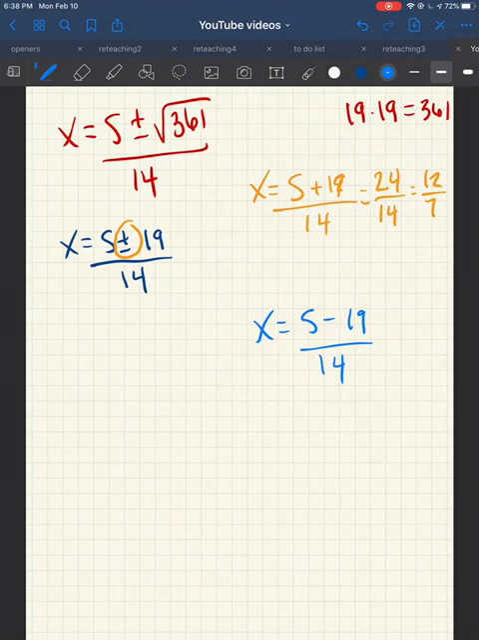I'm going to move on to my next x solution. So I'm going to have 5 minus 19. It's going to be negative 14 over positive 14. It's going to give me a negative 1. Okay, so my two solutions of this quadratic formula are 12 over 7 and negative 1.